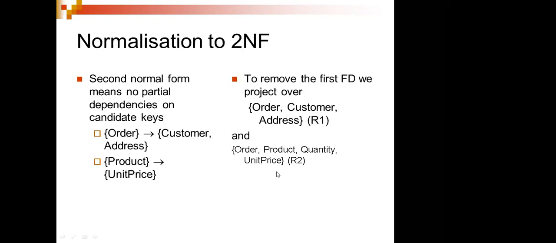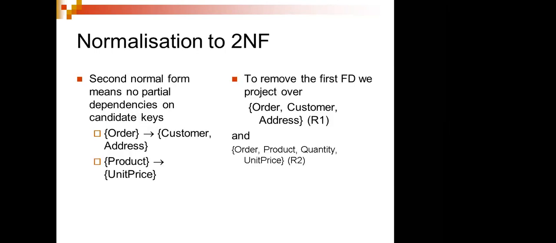Okay, so if you see here, what is happening in the second normalization form? Second normal form means no partial dependencies on the candidate key. So here, order is there, customer is there, address is there. Then we have identified product and unit price. So in the second normal form, we are done.